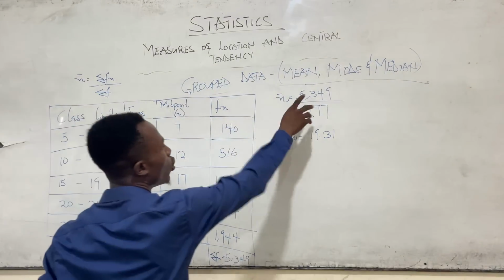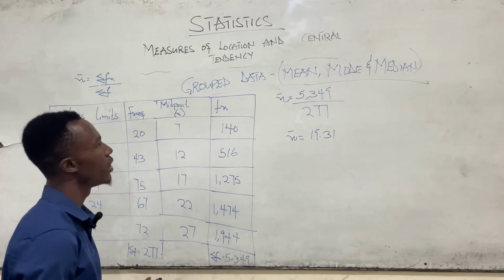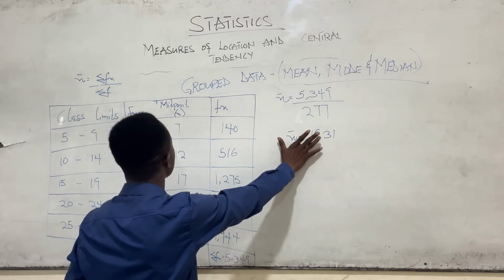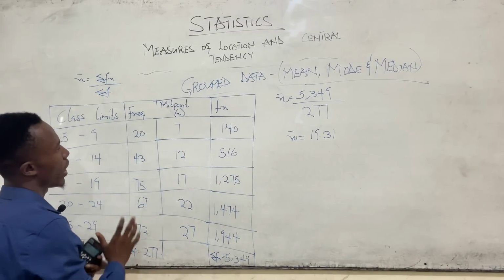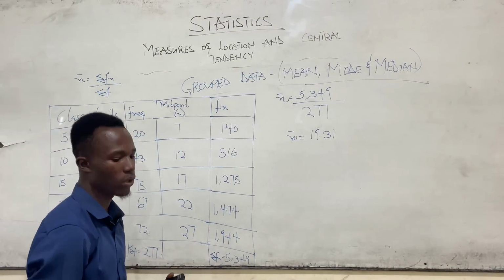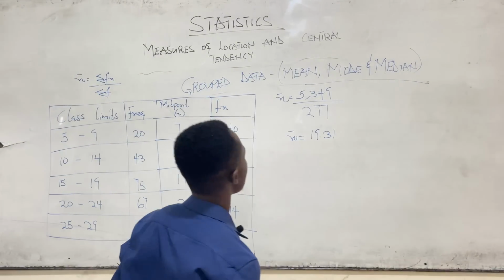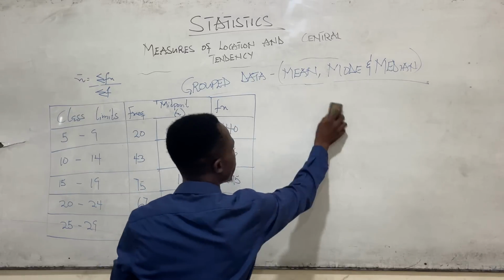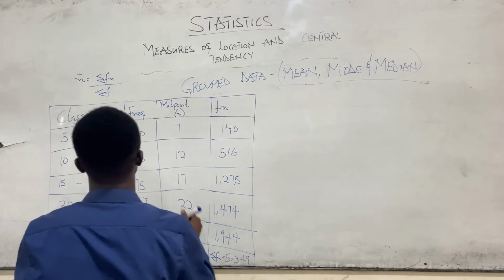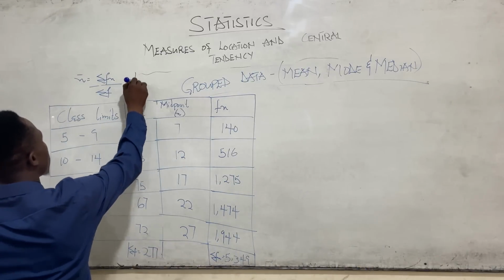Okay, so the next one to do is what? The mode. So now we are done with calculating what? Mean of a group data. We are done. So now let's look at how to calculate the mode. Let me clean this and now write the final answer here so that you don't forget.